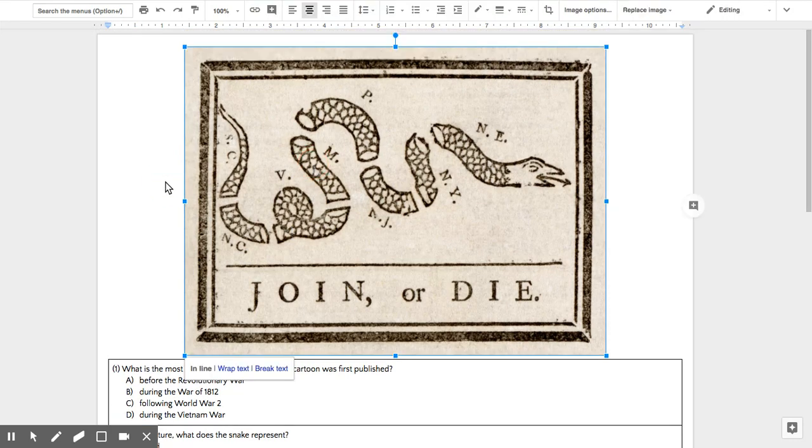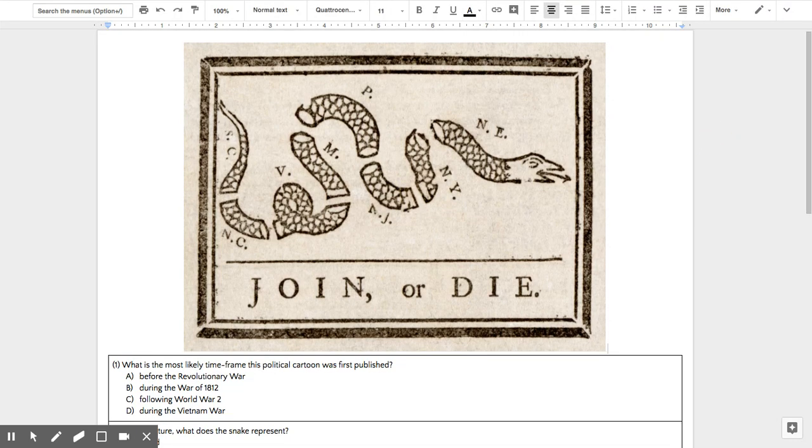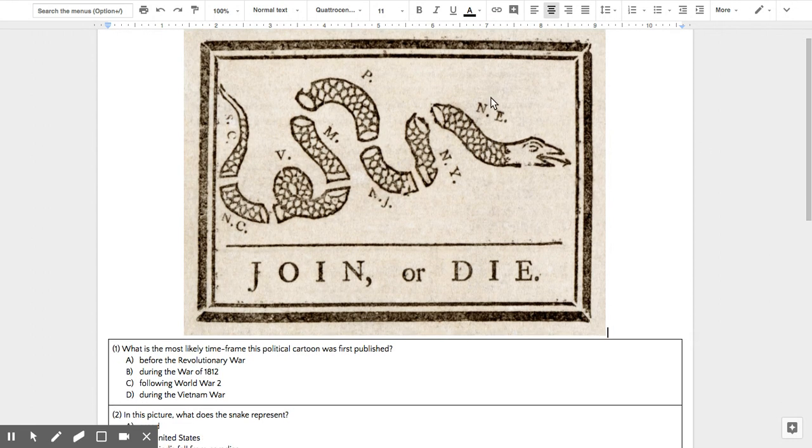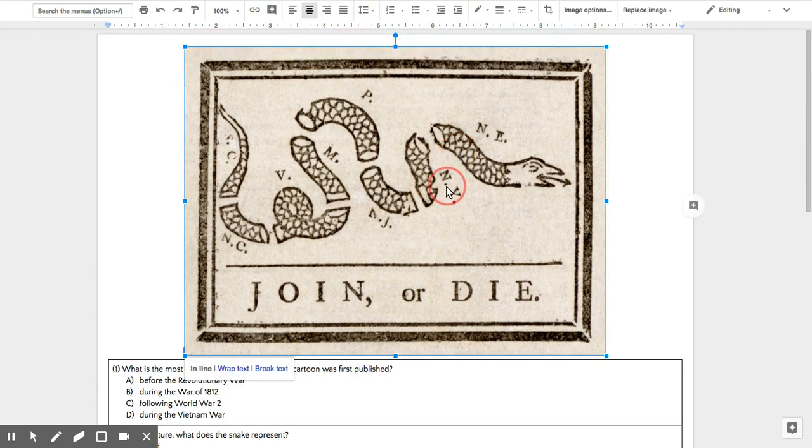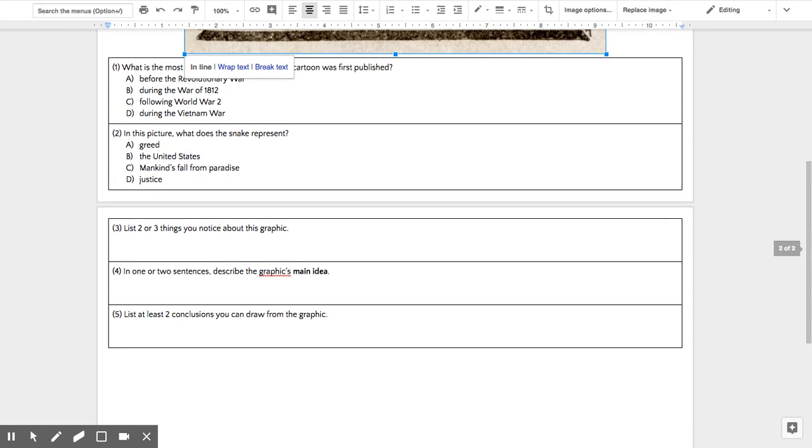One thing about this picture, one of the most famous political cartoons that has ever been written, was drawn by Benjamin Franklin. And actually it was not to get people excited about joining the Revolutionary War, although it did serve that purpose later on. It was before that. It was for the French and Indian War, which you do not need to know to get this question right. You just need to recognize this is New York, here's a bunch of other states, and the snake represents the United States.